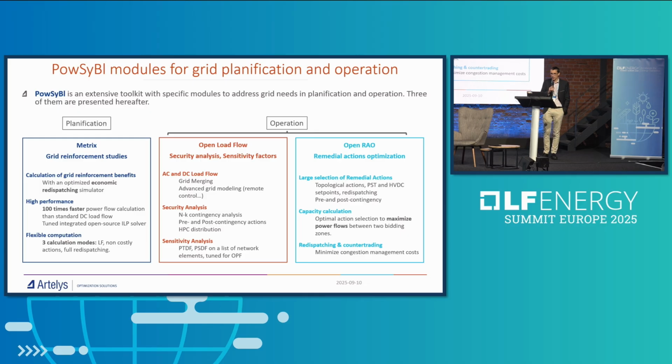It contains an optimized economic redispatching simulator, so an OPF, a DC OPF, and the performances are really, really fast. It's 100 times faster than a standard DC load flow, and it does optimization. There are many things that come with these results. It's well integrated, of course. It comes with its own integer linear programming solver, and it has a lot of tricks implemented to do the computation. And it's quite flexible in terms of computation, so that you can adapt to the needs of your customers.